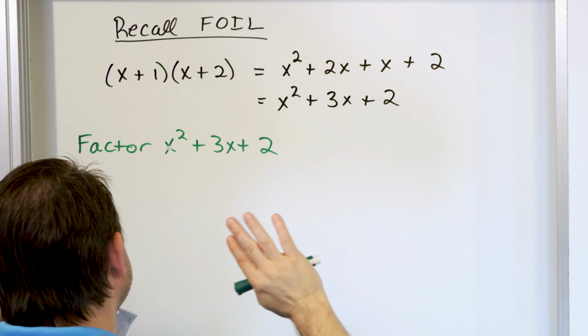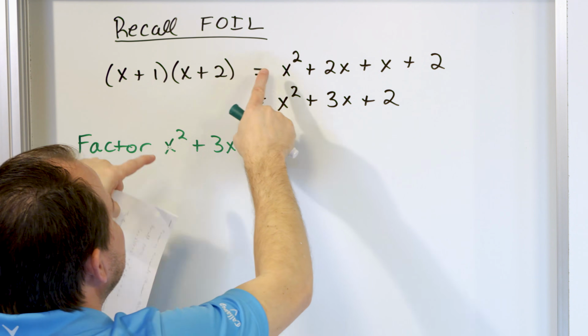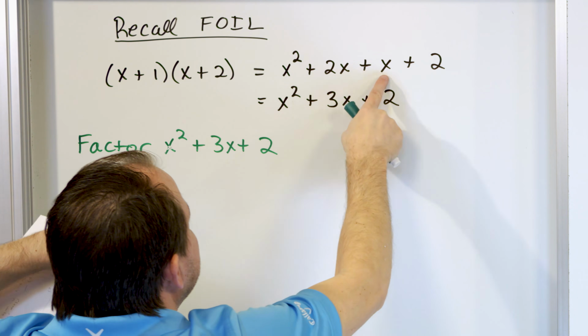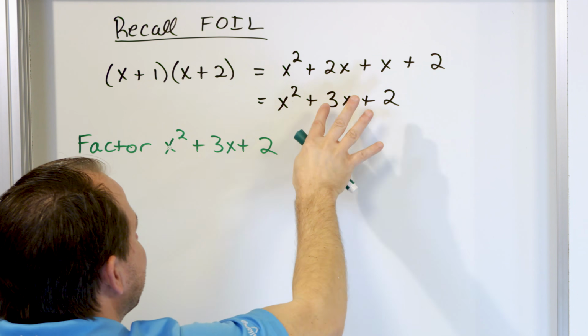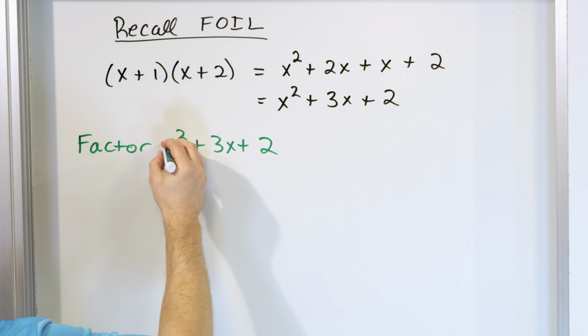That's going to be important later on. I'll just tell you to remember it. You'll understand in a second. But that's very important. The first terms give me this. The last terms give me this. The inner and the outer terms are what give you these middle two terms. Those are added together all the time to give you this middle term here. So just remember that. Keep that in the back of your mind.